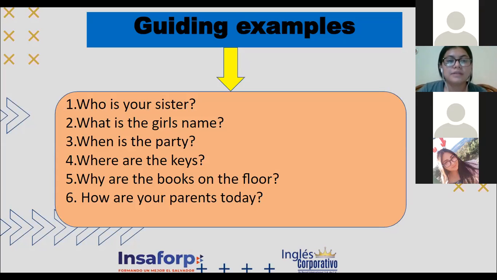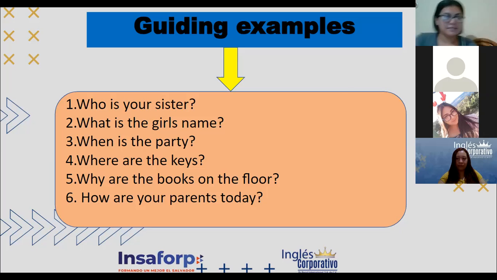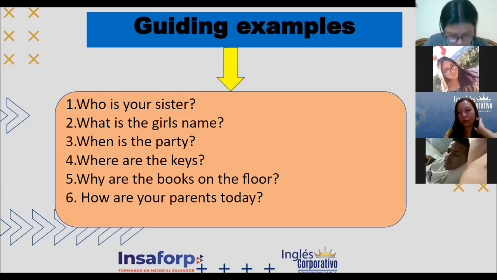What is the girl name? The girl name is... Puede ser cualquiera, ¿verdad? Sí. Naomi. Perfect. Correct. Number three. When is the party? Is tomorrow? The party is tomorrow. Oh, the party is tomorrow. Thank you. Number four.